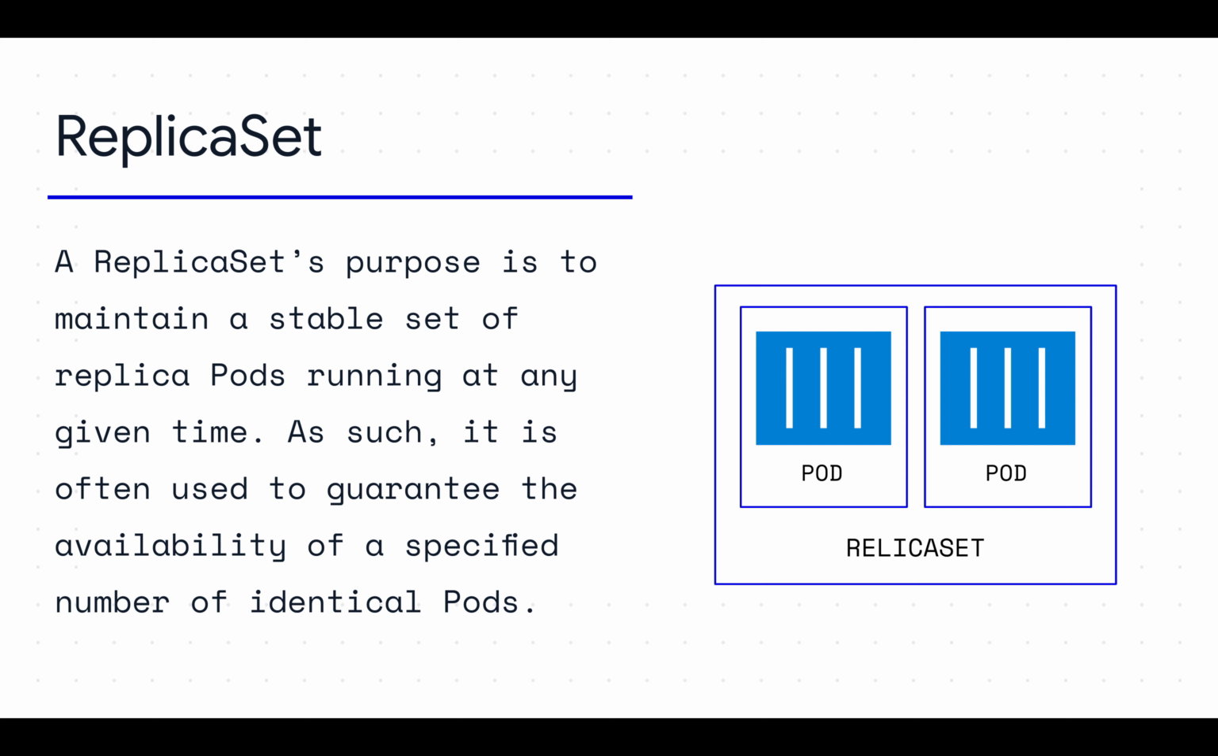The purpose of a replica set is to maintain a stable set of replica pods, that is, similar instances of an application, running at every given time. So in your replica set, when you say, okay, I want the desired state to be 2, I want 2 pods to be running at every given time, the job of a replica set is to ensure that at every given time you have 2 pods running, whatever the case.